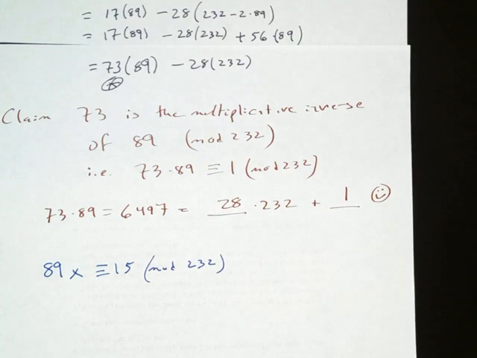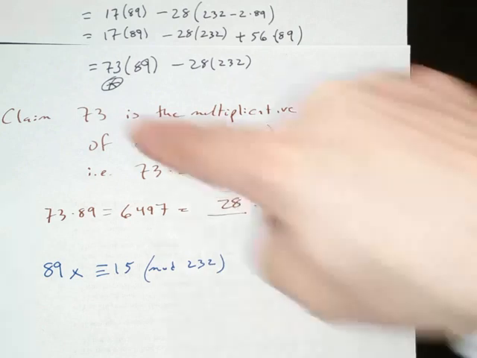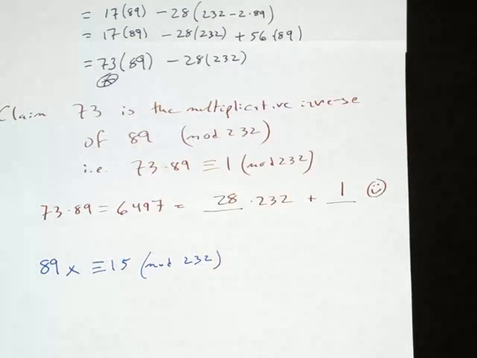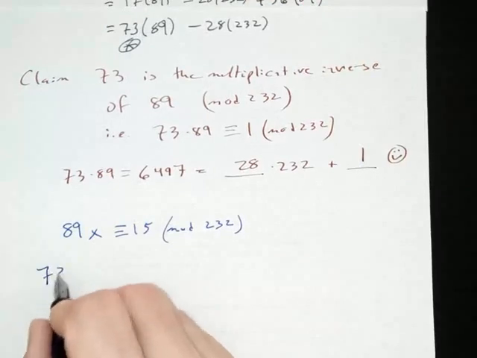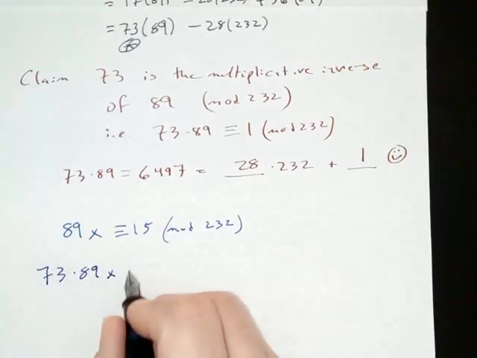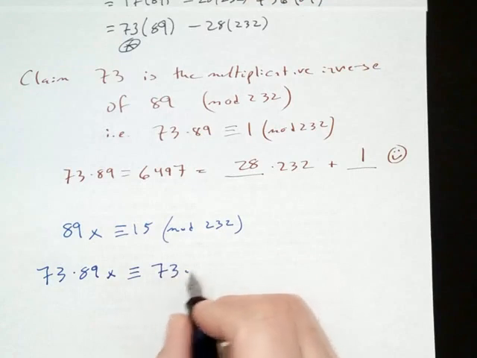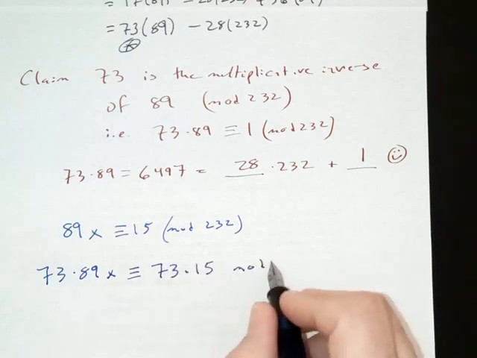If I were not working mod 232, the answer would be divide by 89. I don't know how to divide by 89. So instead, I will multiply by the inverse. We just worked out the inverse is 73. So the correct way to cancel out that 89 is to multiply both sides of this equation by 73.